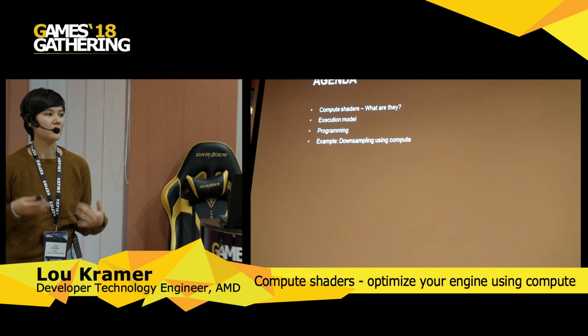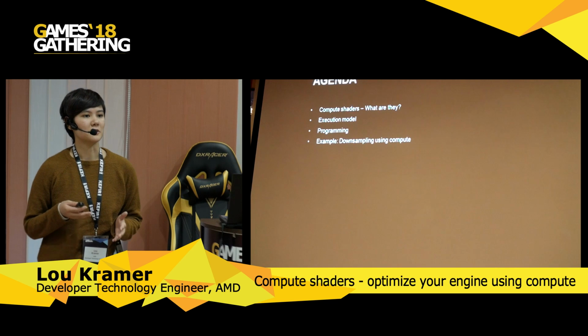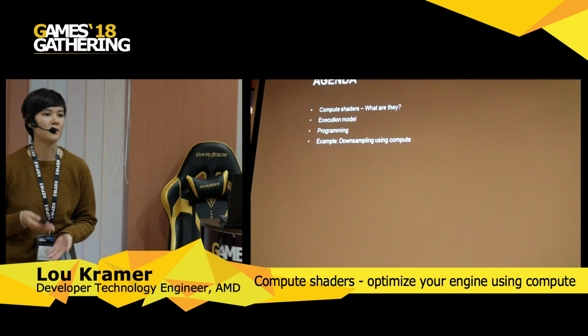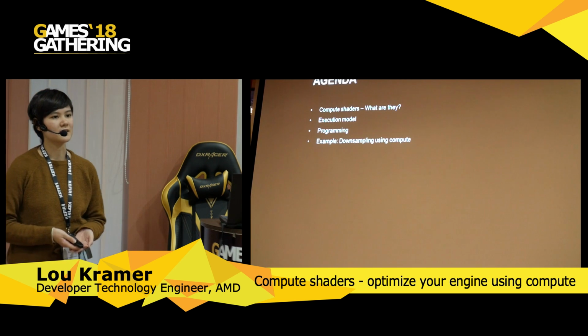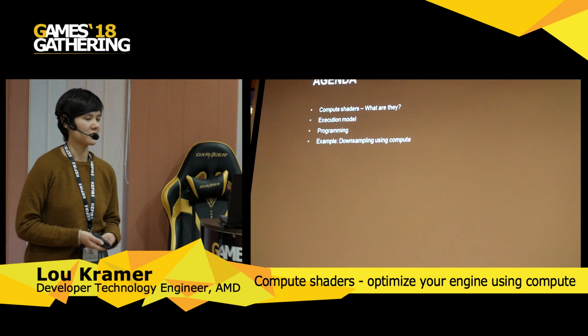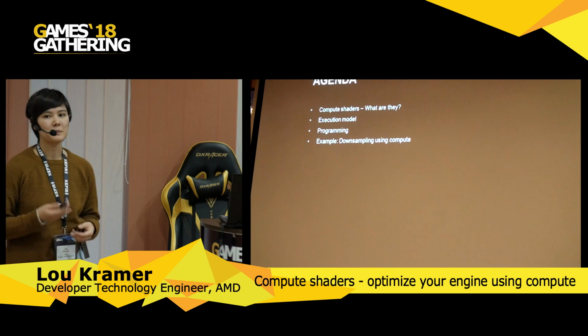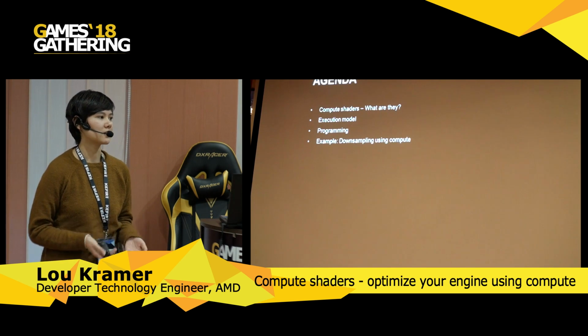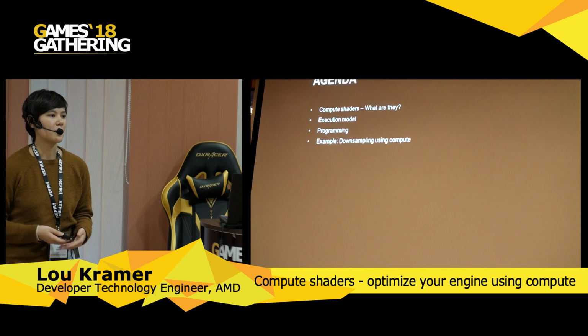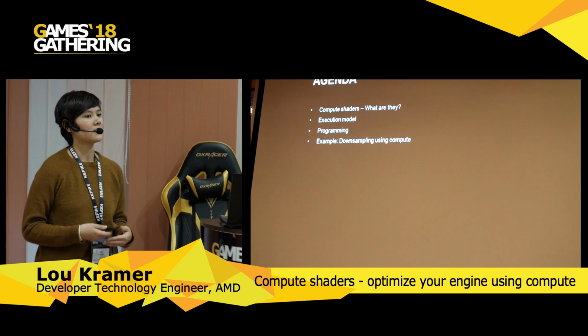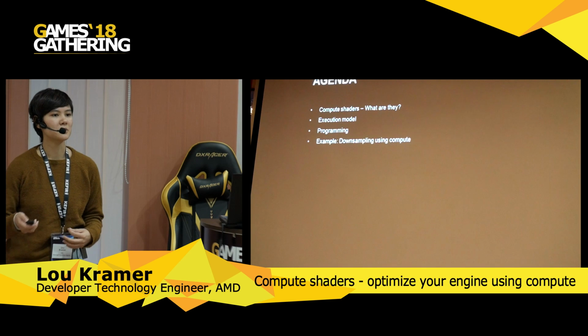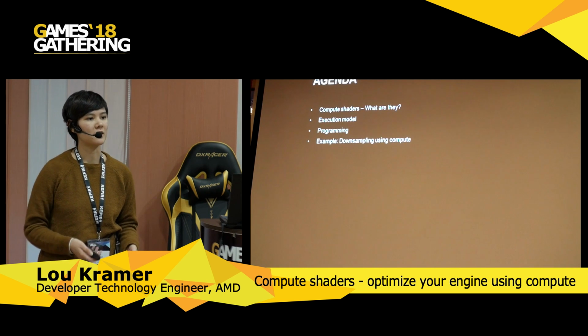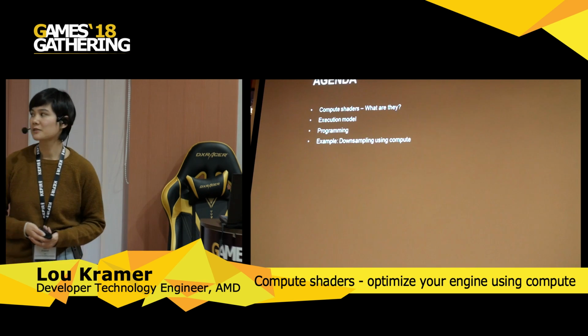And then we go one level lower into the programming. We look at how we can code our shaders so that they get efficiently executed on the GPU. And I will wrap it up with an example. Downsampling is quite an easy example, and along this one, I will explain how we can use the concepts I just talked about for compute shaders.